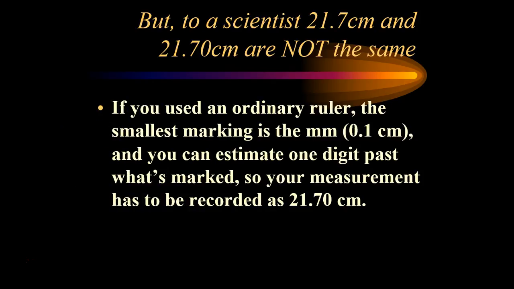So generally speaking, if you're using a normal ruler, they're marked at millimeters, all right, which is 1/10 of a centimeter. And so with our eyes and with our brains, we have the ability to estimate a little bit past what is visibly marked. And so we estimate 1 decimal place past what's marked. If it's marked to the 0.1 centimeters, we can estimate to the 100th of a centimeter. So if you were sure that it was right on 21.7 and you had a ruler that was marked in millimeters, you would write 21.70 centimeters.